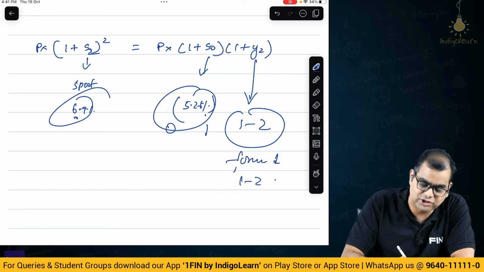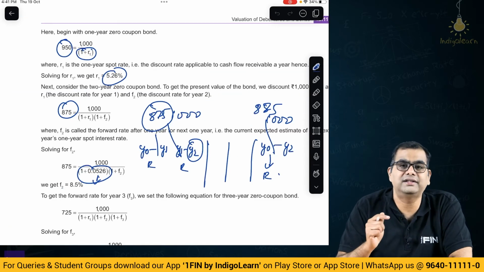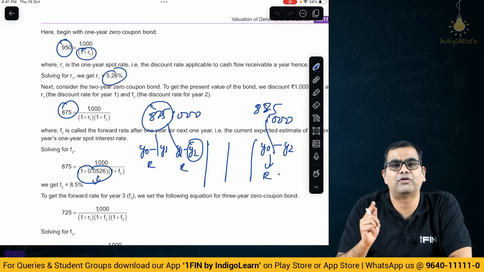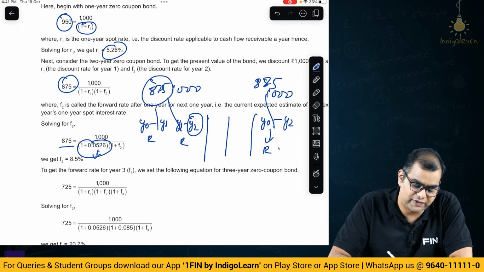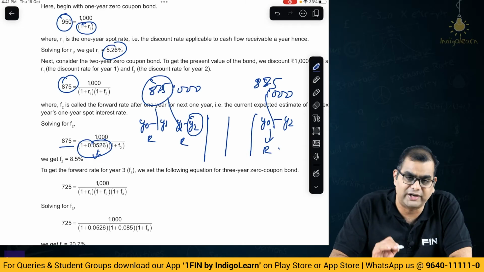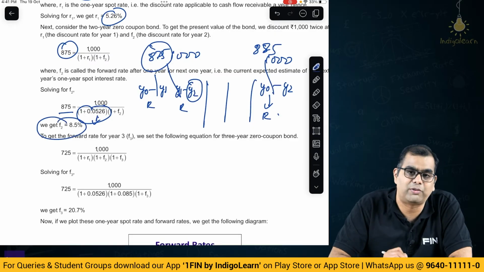You use 2 interest rates to figure out the third interest rate. So, you use the 0 to 2 rate and the 0 to 1 rate to arrive at the 1 to 2 rate. That is what we have done. So, you see what we have done here: 875 is equal to 1000 by 1.0526 into (1 + F2). F2 is the forward rate from year 1 to year 2. So, you get F2 as 8.5%.